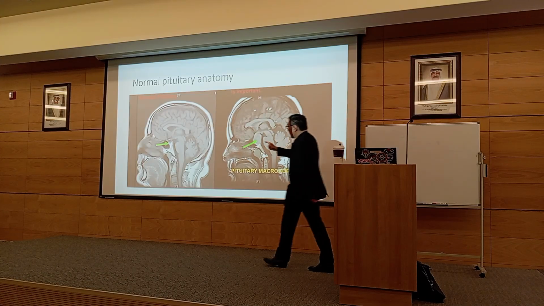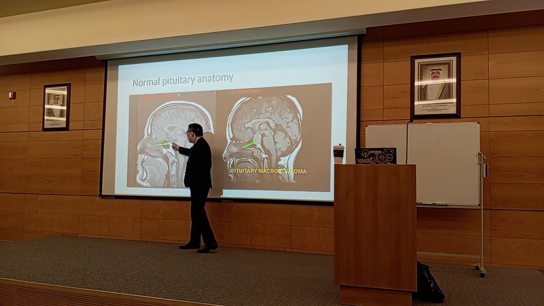So you need to know that the pituitary gland lives inside this saddle, a Turkish saddle. What's the name of this thing? Sella Turcica. The Turks.